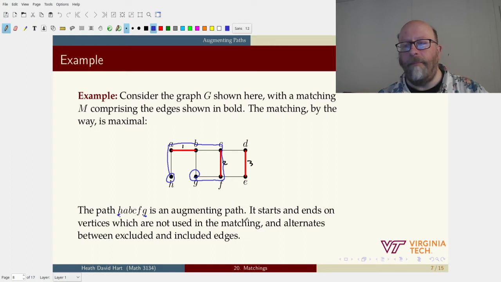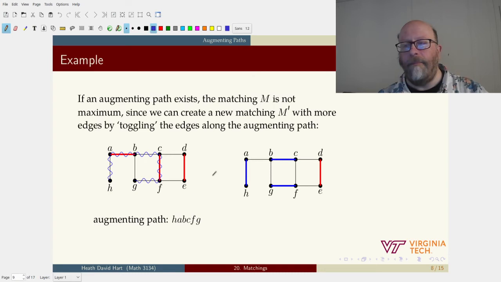If we find an augmenting path, and here's why it's called an augmenting path, then what we can do is toggle all of the edges on the path. We can turn AH on, AB off, BG on, CF off, F on. By toggling these, we now have a matching with 4 edges instead of 3, because we turned on 3 edges and turned off 2.